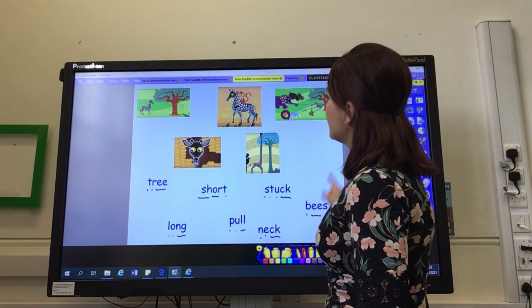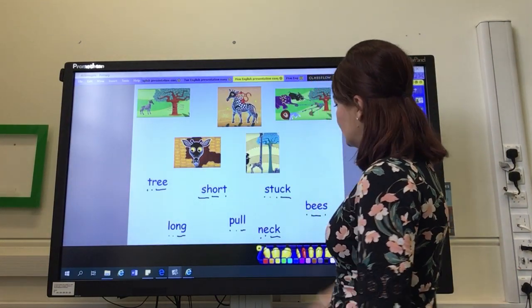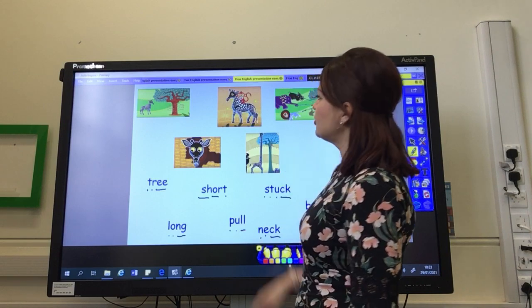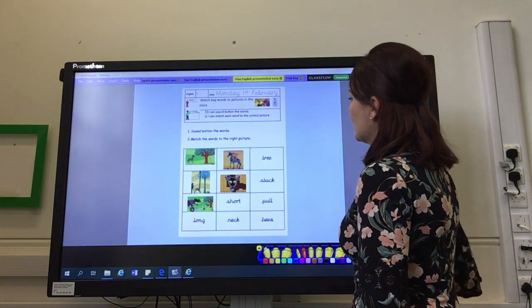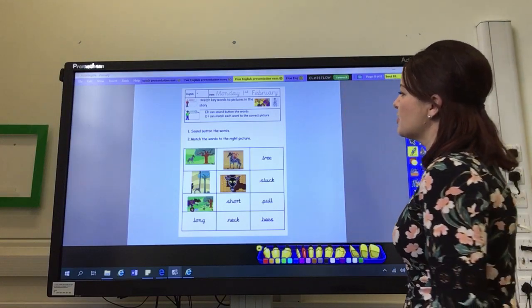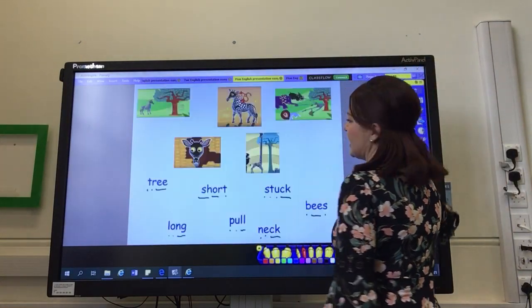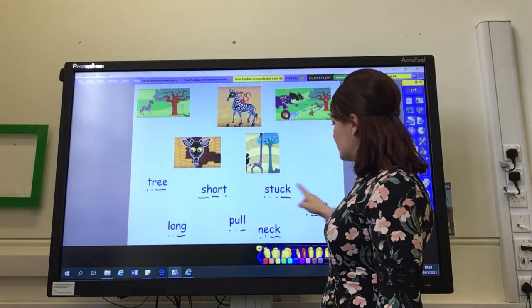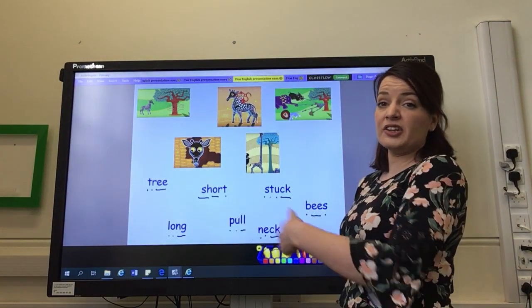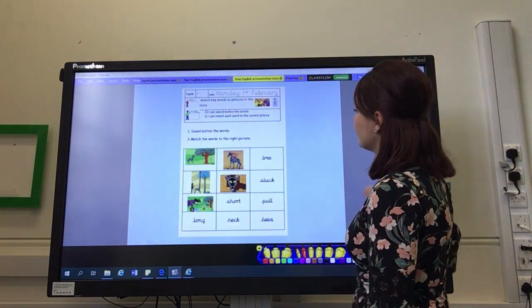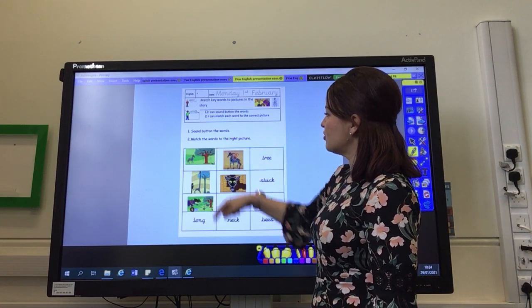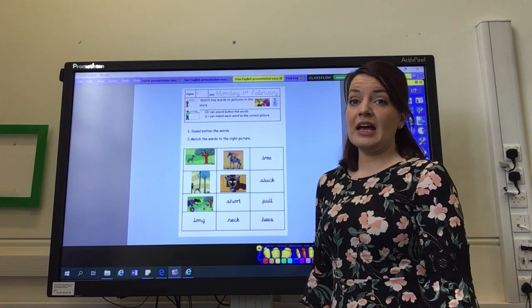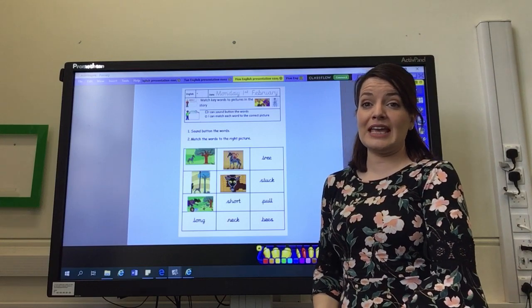So with bees, can you see a picture with bees in? With pull, in which pictures are the animals trying to pull giraffe? So this is what your sheet looks like. So I want you to, first of all, sound button the words, just like I have. And if you get stuck, you can come back and watch the video again. And then number 2, cut them out and match the words to the right picture. And I'm really looking forward to seeing your work emailed in.